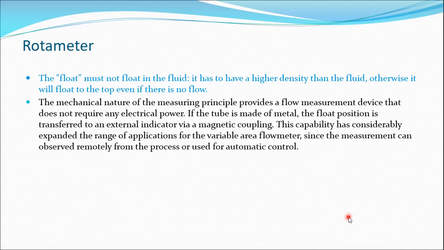The mechanical nature of the measuring principle provides a flow measurement device that does not require any electrical power. If the tube is made of metal, the float position is transferred to an external indicator via a magnetic coupling. This capability has considerably expanded the range of application for variable area flow meters, since the measurement can be observed remotely from the process or used for automatic control. So rotameters are often used as a direct visual indicator for flow rate measurement. And a rotameter is a vertically tapered tube, as I said, and the tube is graduated in flow rate for the characteristics of the gas or liquid flowing up the tube.